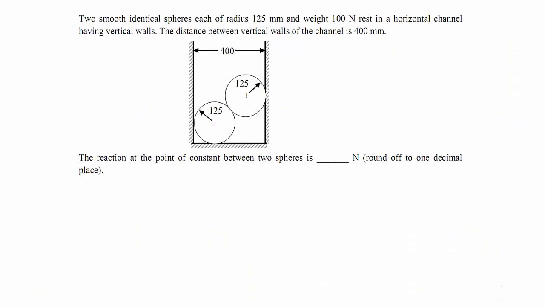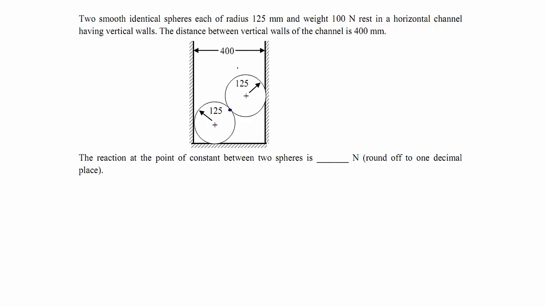This question is from the topic engineering mechanics, from the subtopic system of forces. This is a very simple question. Two cylindrical rollers are placed inside the container. Both are of equal radius, each of radius 125 mm and weight 100 Newton, and the distance between the vertical walls is 400 mm. What is the reaction at the point of contact between the spheres, the force exerted by each sphere?